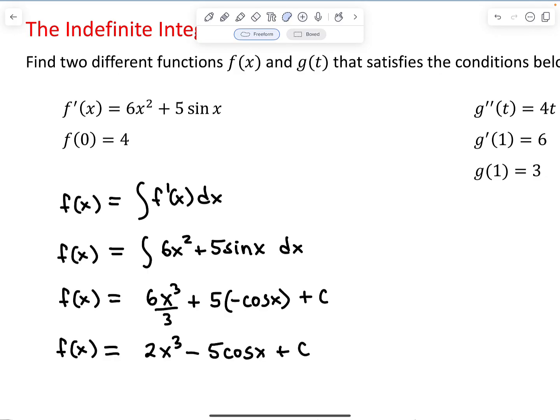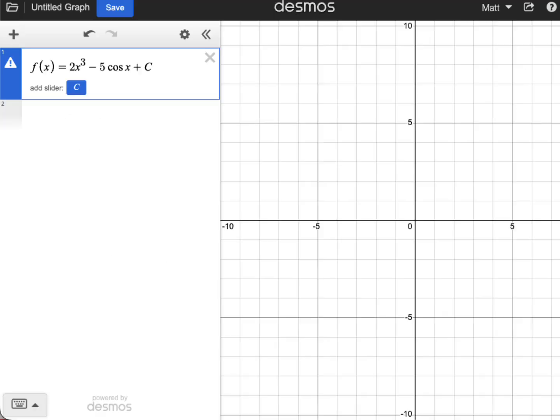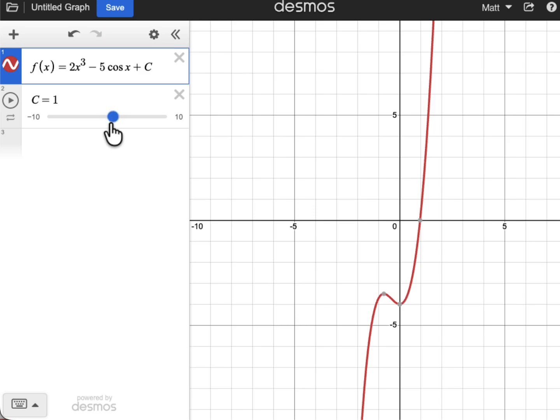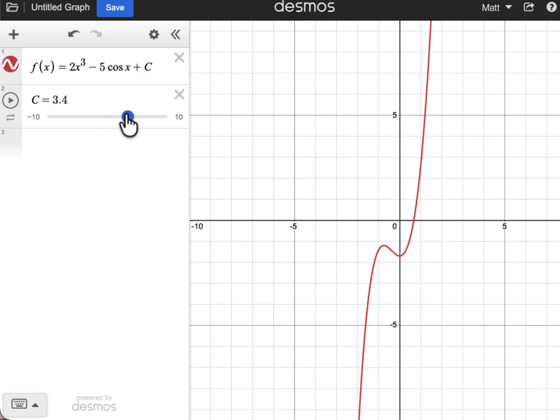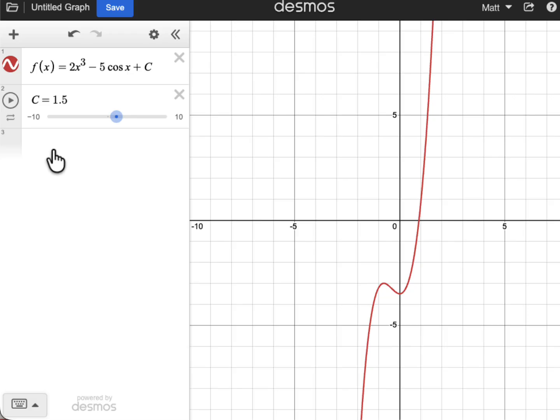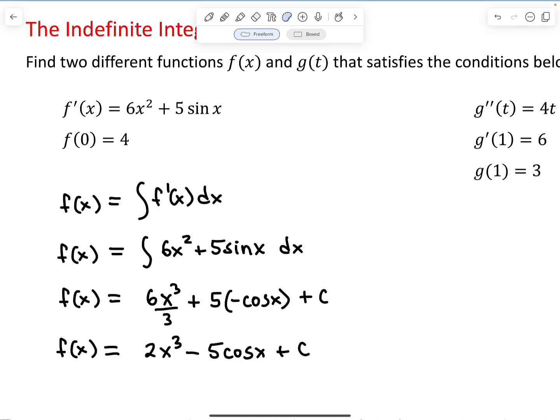I'm going to use technology to help understand what it is we're trying to accomplish. In Desmos, I've typed in my function, f of x equals 2x cubed minus 5 cosine of x, and I've added a c. Desmos asks me for a slider. I'll say yes. Now we can see that as you make different choices of c, you simply get vertical shifts. What we need to do is find the correct choice of c so that our function will satisfy this data point, that f of 0 is equal to 4.